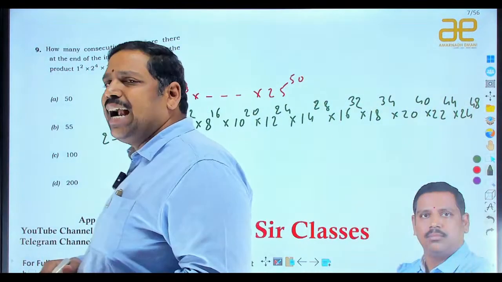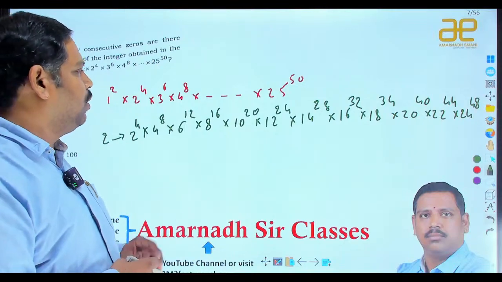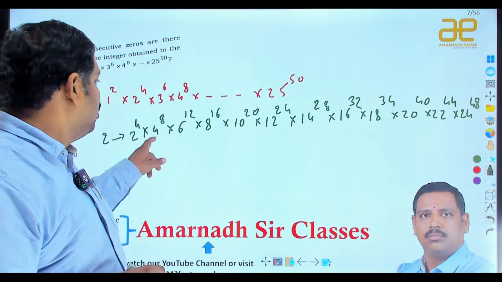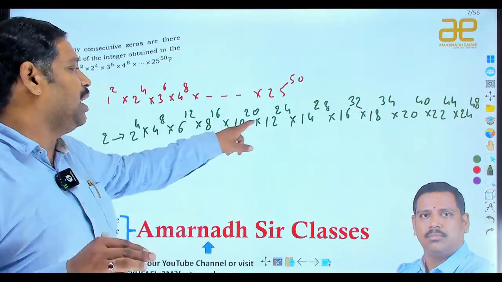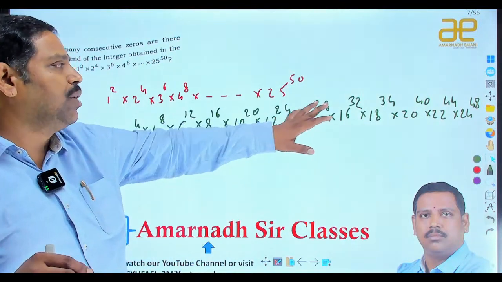If you just add the powers, you will get the 2 multiples. That's not enough because 4 has two 2s, 8 has three 2s, 12 has two 2s. Means whatever you get, it's beyond that.